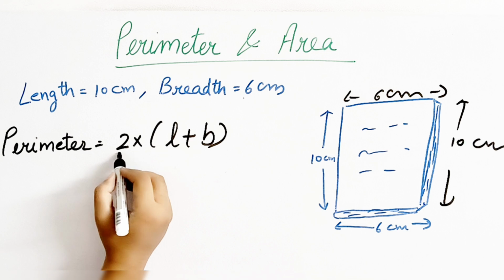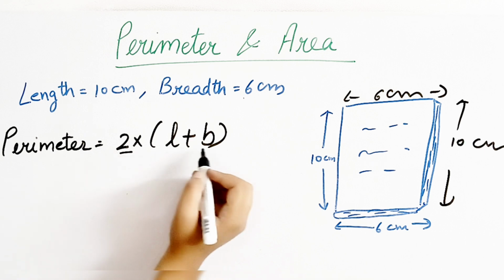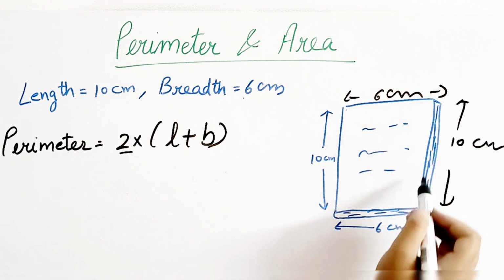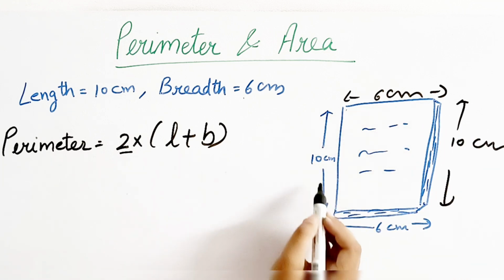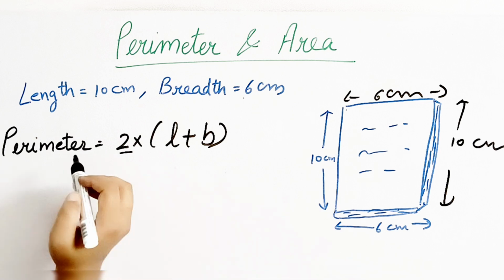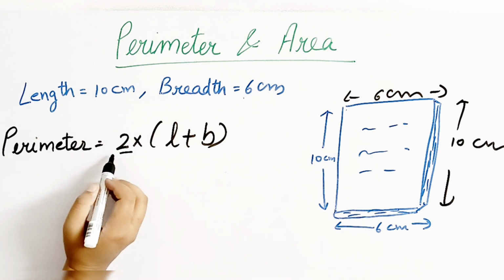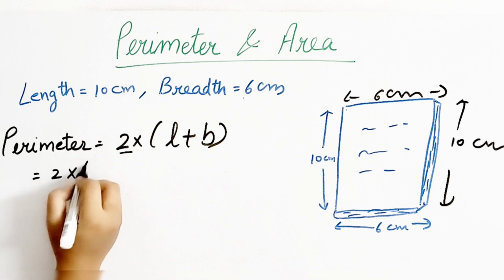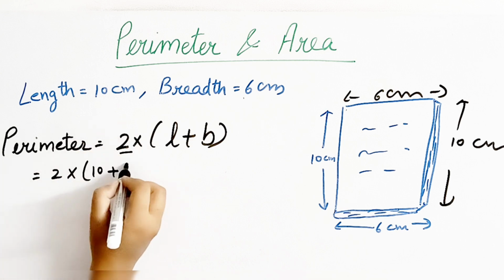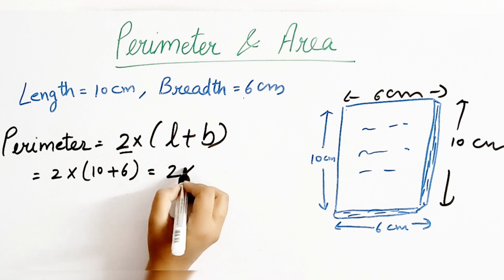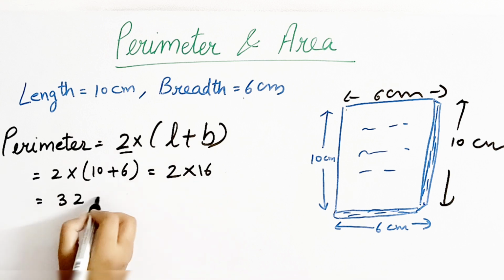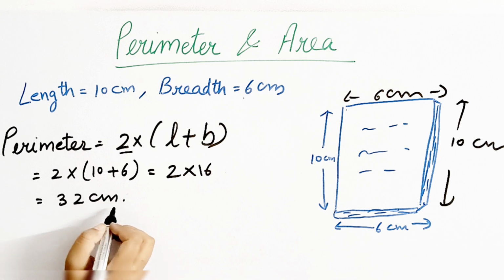So we can directly multiply by 2 with what? Length plus breadth. Because this is length plus breadth plus length plus breadth. So we are adding 2 times length and 2 times breadth. So this is the perimeter formula, 2 into (length plus breadth). Solving it, 2 multiplied by (length 10, breadth 6), 2 multiplied by 16 is equal to 32 centimeter, because we add the outer sides. This is the perimeter.